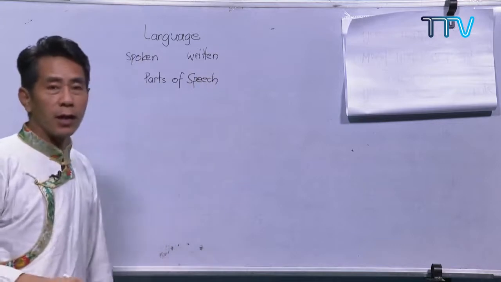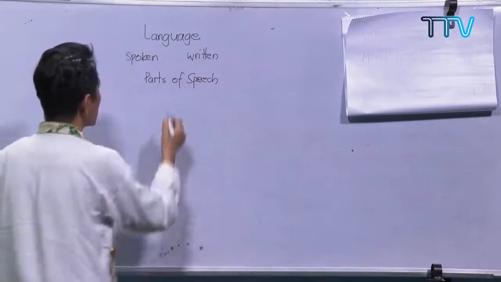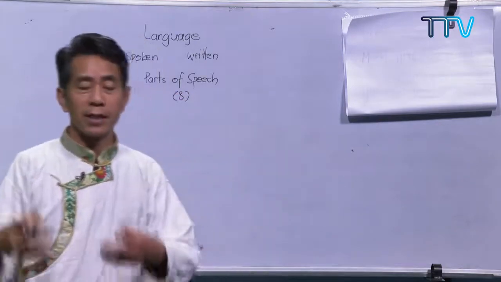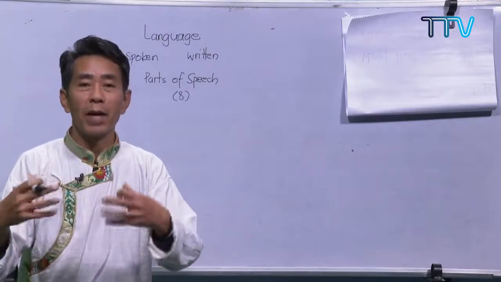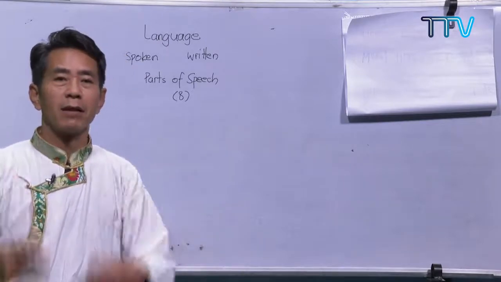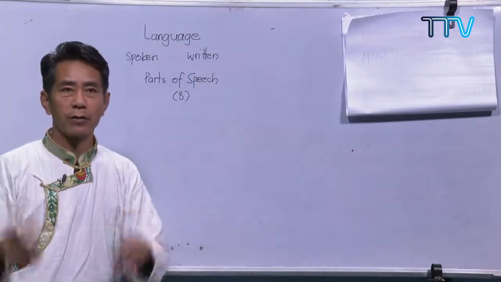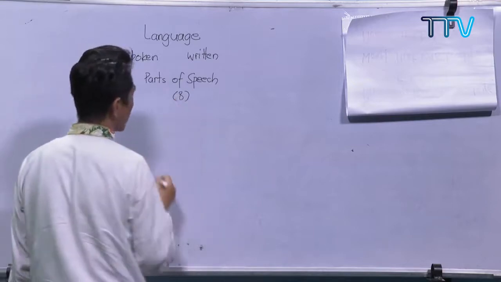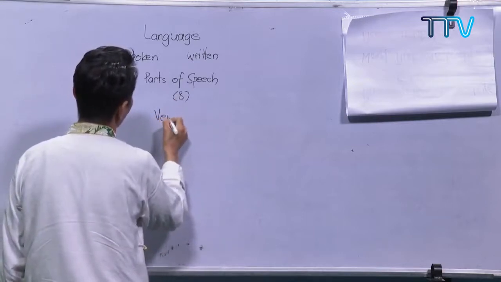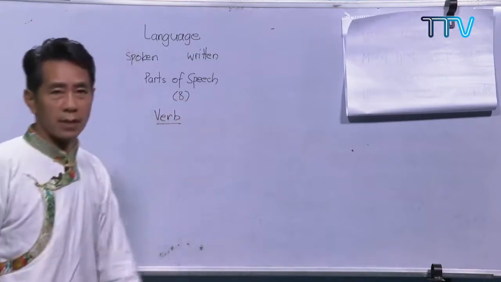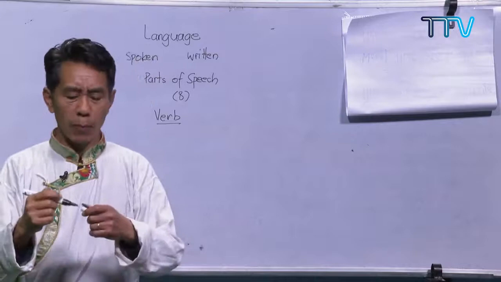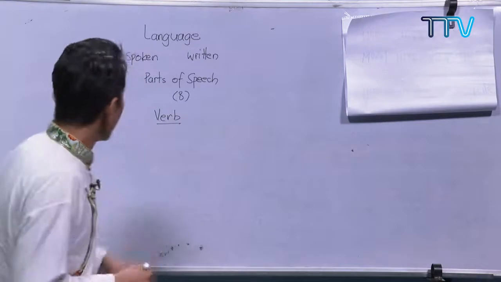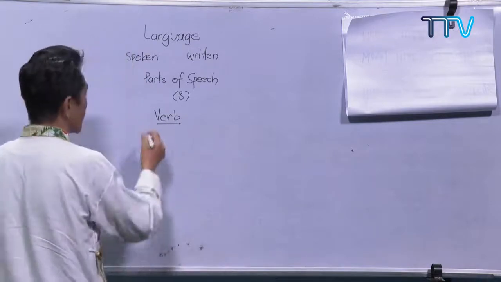We learned that there are 8 parts of speech. We also went through these 8 parts of speech, not in detail, but we did some kind of introduction. And from the 8 parts of speech, we focused on the verb yesterday, because we know that the verb is the most important part of these 8 parts of speech. In the verb, we did the 3 forms of verb.